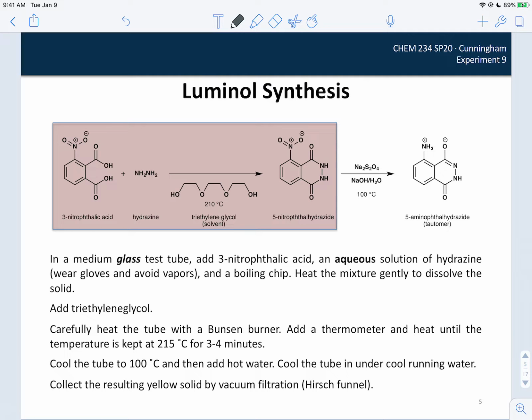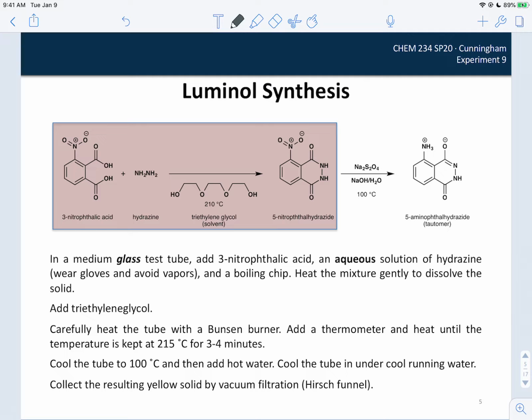We're going to add a high temperature thermometer and heat until the temperature is at about 215 for 3 to 4 minutes. Cool that test tube down to 100 degrees Celsius and then add some hot water. One of the first things that you're instructed to do when you come into the lab is to get a beaker of deionized water and heat that up on your hot plate. So make sure that you don't forget to do that once you come in.